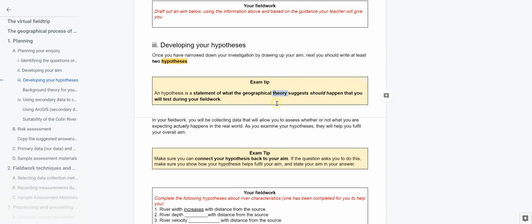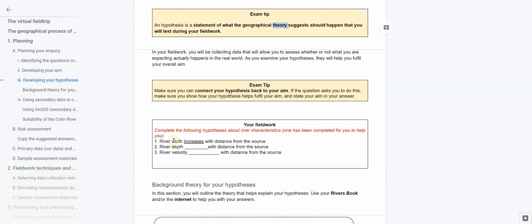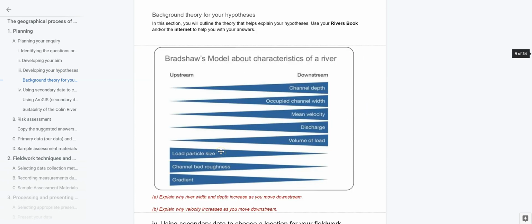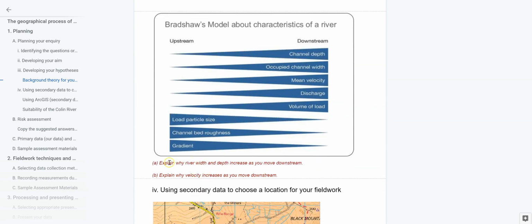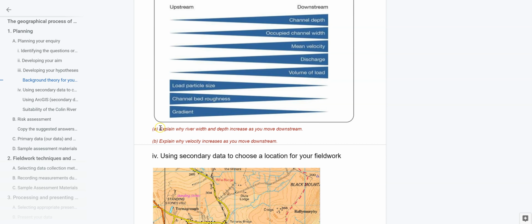your theory. Why do the rivers change as they move downstream? Why does the width increase? Why does the depth increase? Why does velocity increase? What is the background theory? Now, this is similar to what you would have in your notes. We've covered this because we look at the downstream changes, and what you need to do is to go back into your books and you need to answer those.